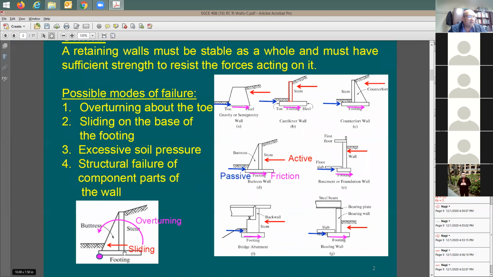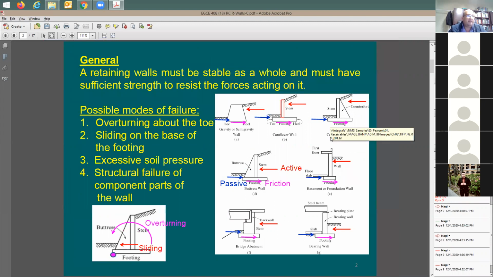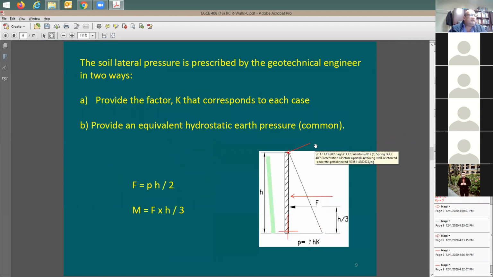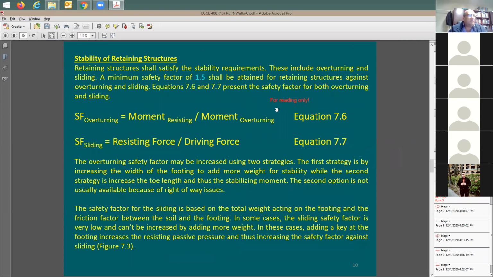Here's the overturning, when the entire wall is just rotating about this point. Sliding means the entire wall is just sliding. Now the wall is getting good shape. The wall itself, the concrete member, is getting good shape and the footing is good, right? So the integrity of the retaining wall will be confirmed here. But the problem is the entire footing and the entire retaining wall is just shifting out. It's going to be either falling apart or maybe just sliding. You don't want this to happen, right? And this is going to be part of the foundation design that you do. As I said, I'm not going to be covering this here, so this is going to be for reading only.